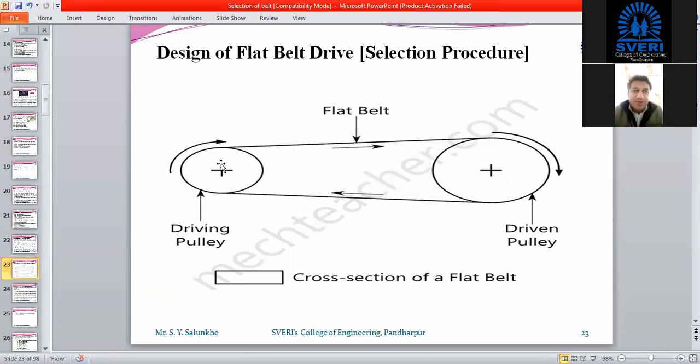But basically, what is required is that the driving pulley has to be rotated. As soon as this driving pulley gets rotated, the belt moves linearly. The angular velocity is converted into linear velocity. Later on, when this belt comes in contact with the driven pulley, again this linear velocity is converted into angular velocity, and the driven pulley is rotated.